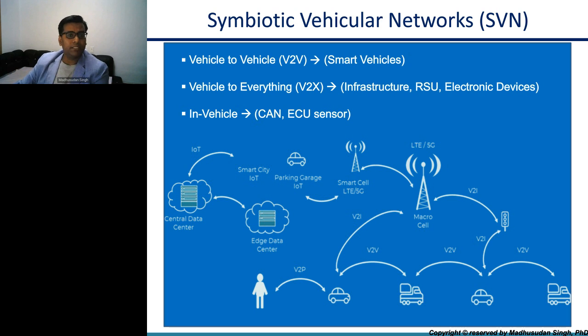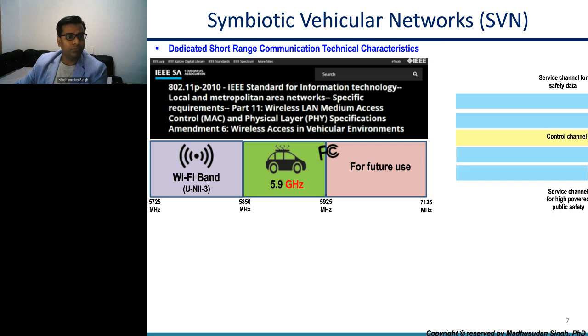So these are the communication channels they're providing for our vehicular communication environment. The first is the dedicated short range communication channel, from the IEEE Standards Association. They provided 802.11p in 2010, the IEEE standard for information technology, local and metropolitan area networks. It defines specific requirements for the wireless LAN medium access control, that is MAC, and the physical layer. They provided the specification amendment.